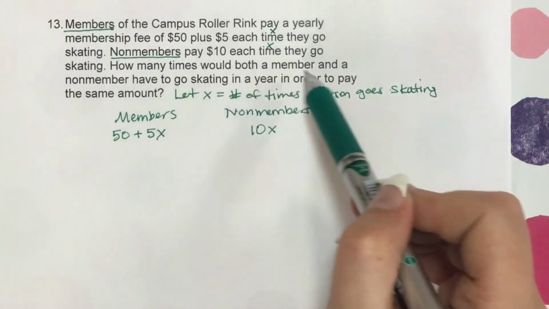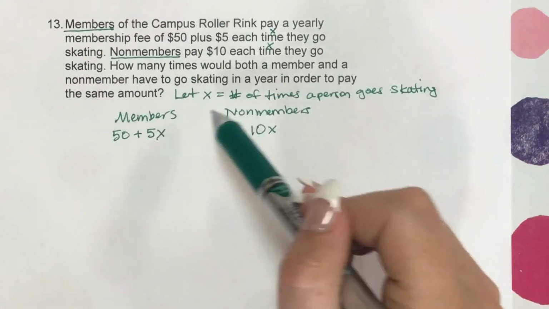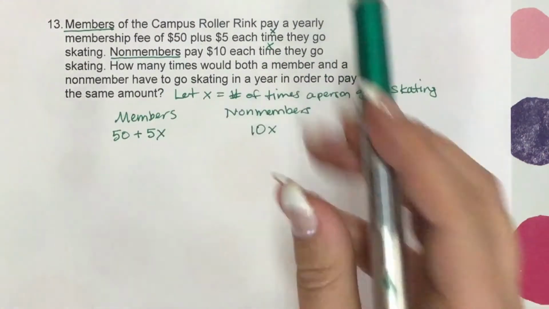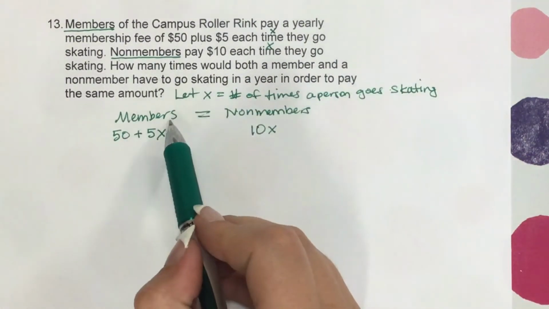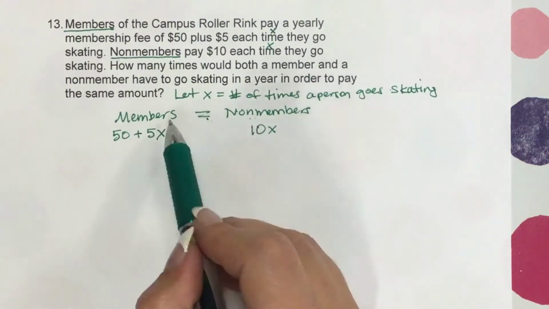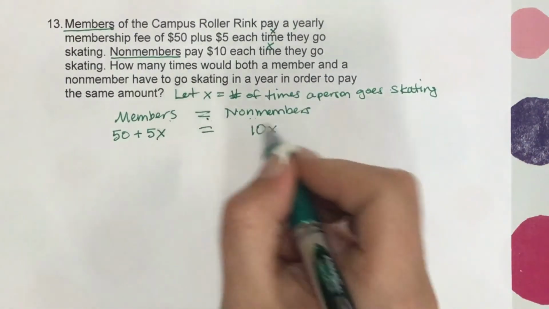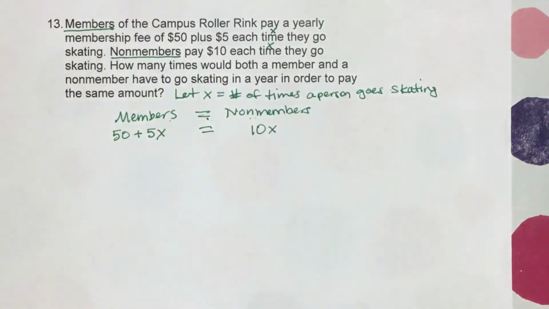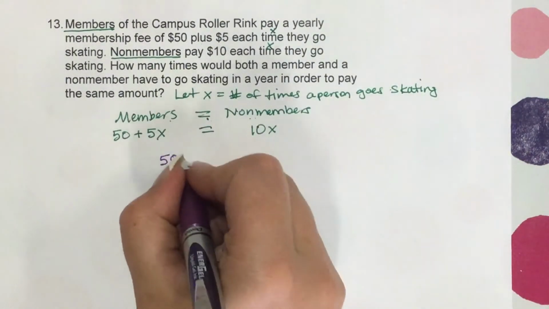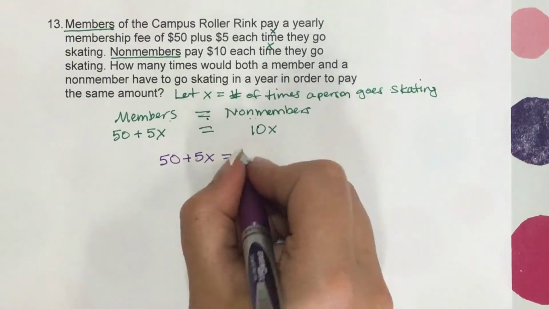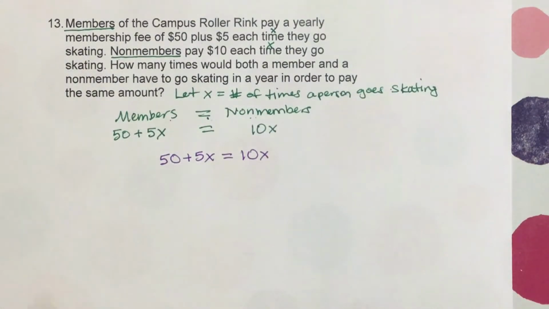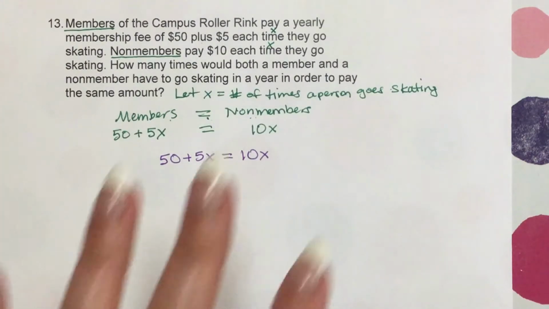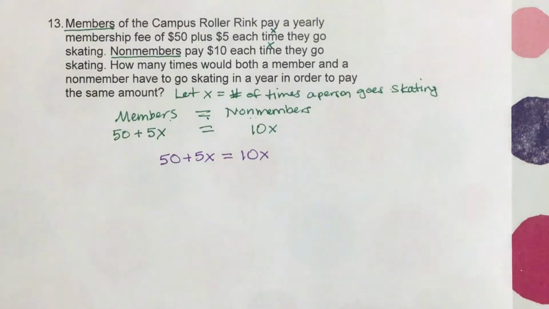So it says, how many times would both a member and non-member have to go skating in order to pay the same amount? So what we want to know is, what does x need to be for members to equal non-members, where they pay the same amount? So all we're going to do is set those equal to each other. So our equation ends up being 50 plus 5x equals 10x. That is our equation. That's what we are going to solve. We're going to figure out what x equals, because that equals the number of times it takes for members and non-members to be paying the same amount.